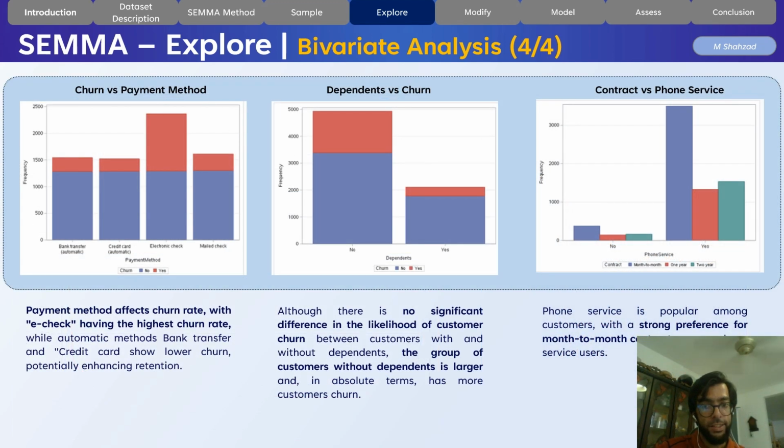In this graph, we can see how the payment method correlates with customer loyalty. So in the graph, we can see that the customers who have chosen EasyCheck as the payment method tend to have a higher churn rate compared to the other payment methods. Also, if we see the contract versus the phone service, we can see that the phone service is popular among those customers who prefer month-to-month based contracts over the other contracts.